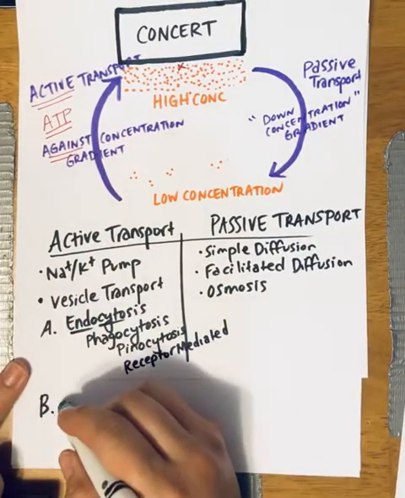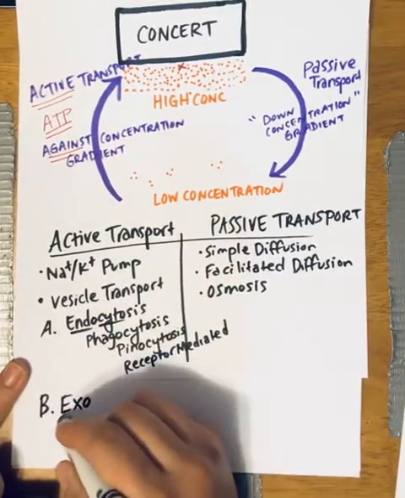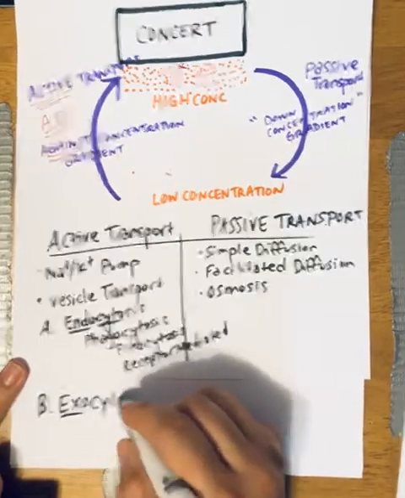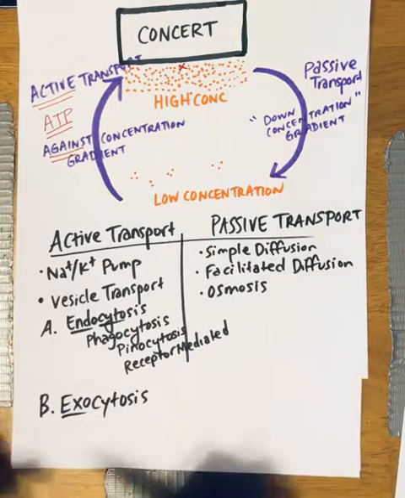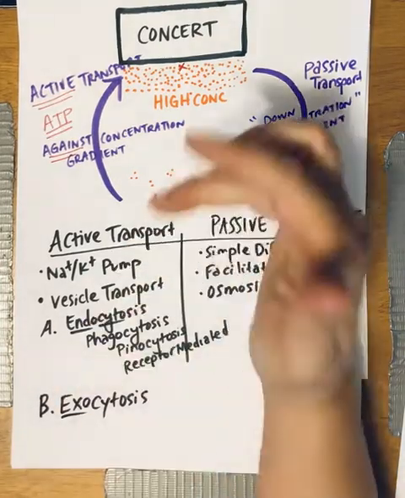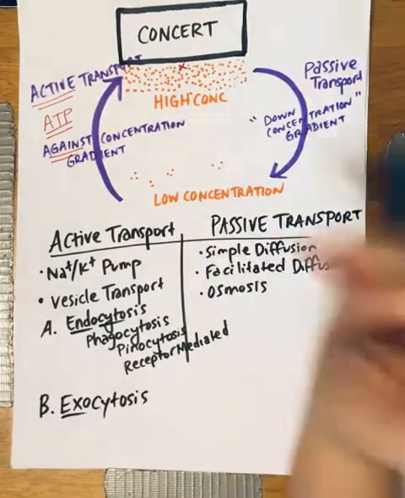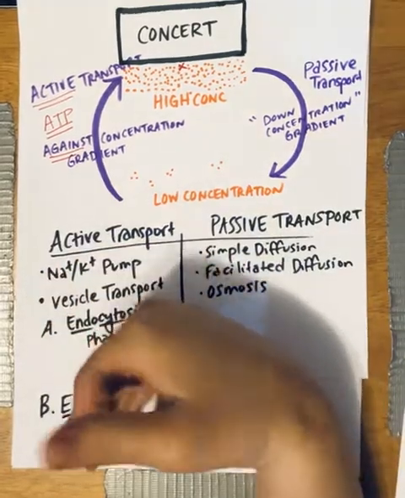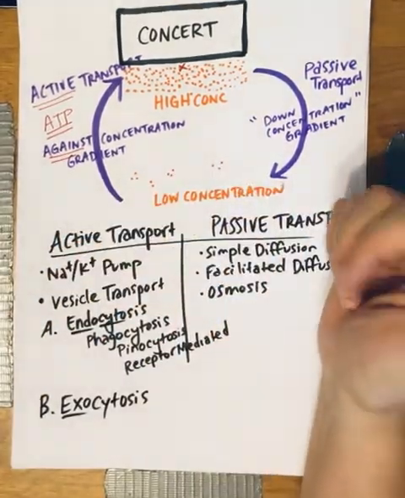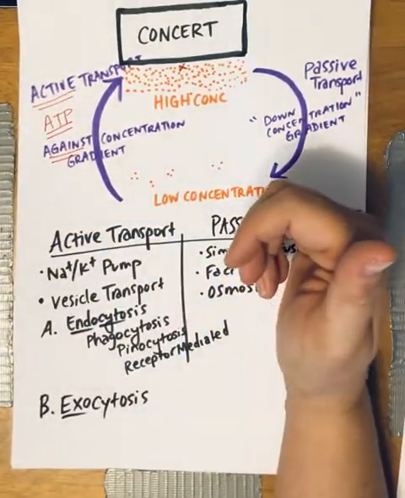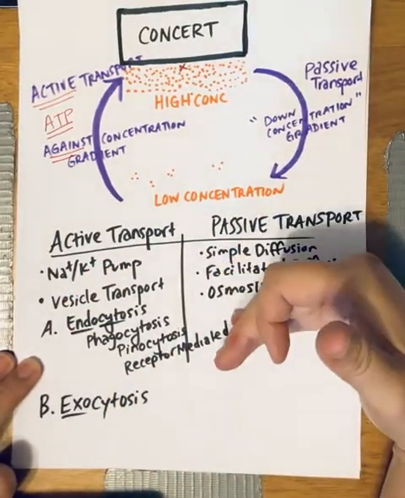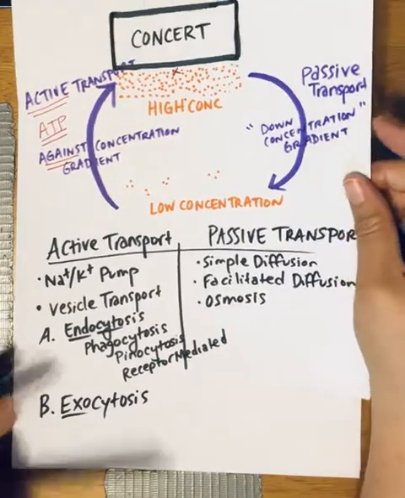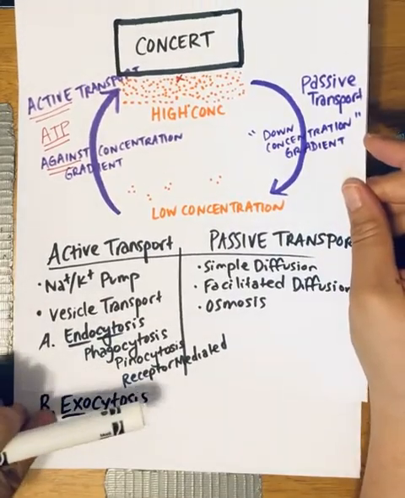Using vesicles is exo for exit, cyte for cell, tosis. So these are active transport, but all active transports goes from low concentration to high concentration. These are just subtypes that go with it. So if I ask which type of active transport, it's one of these. Which type of passive transport, it's one of these. So the first thing that we're going to do is we're going to cover passive transport.